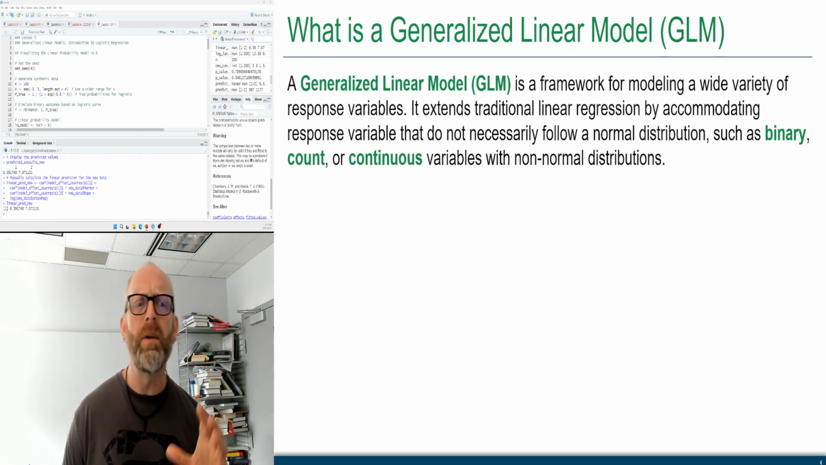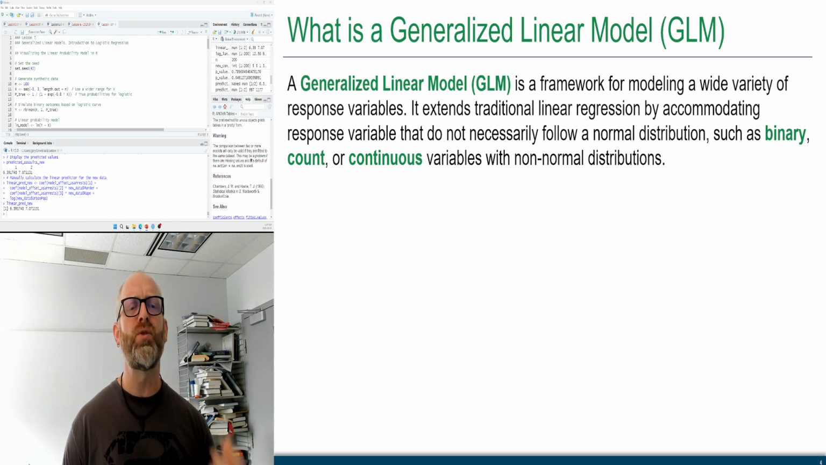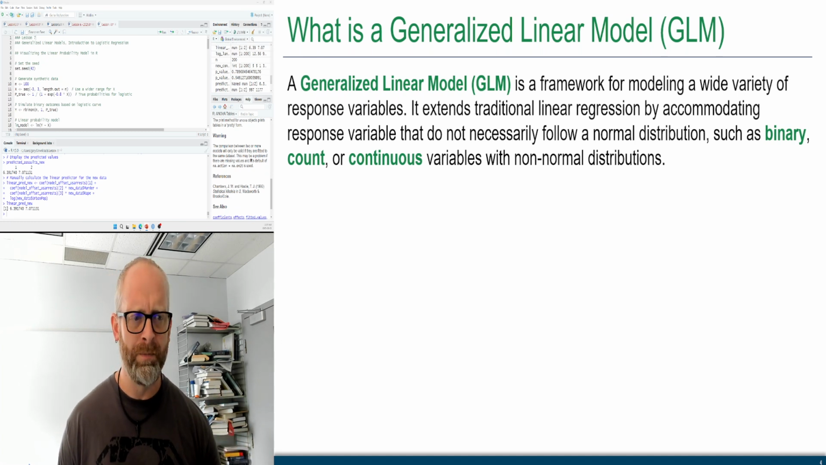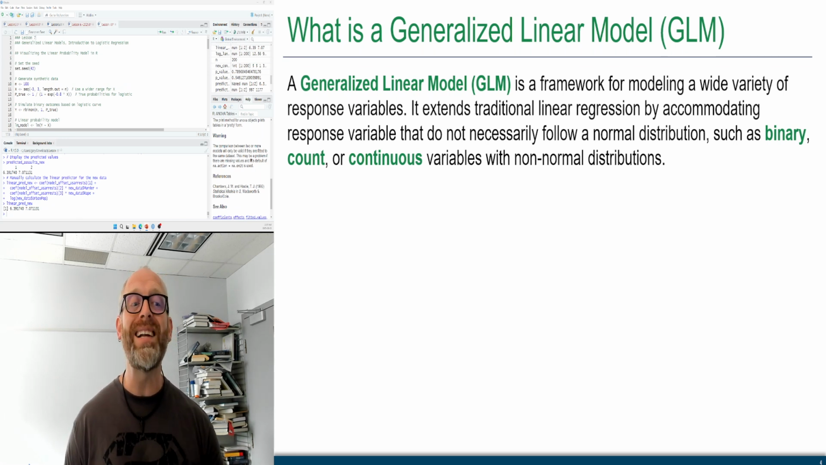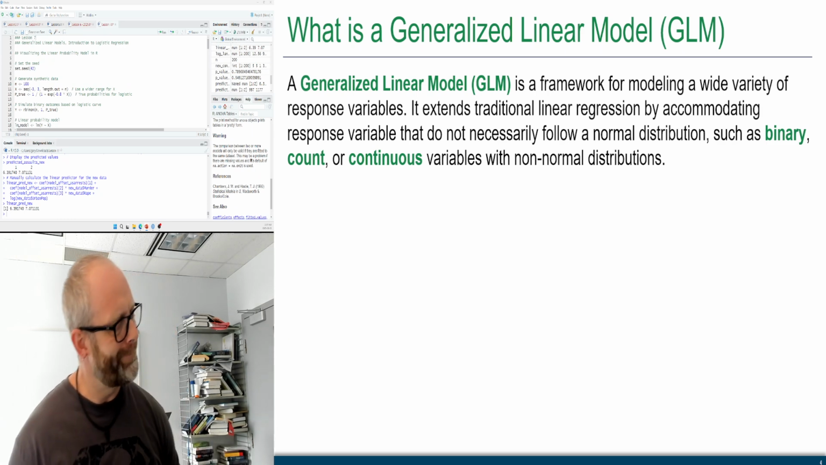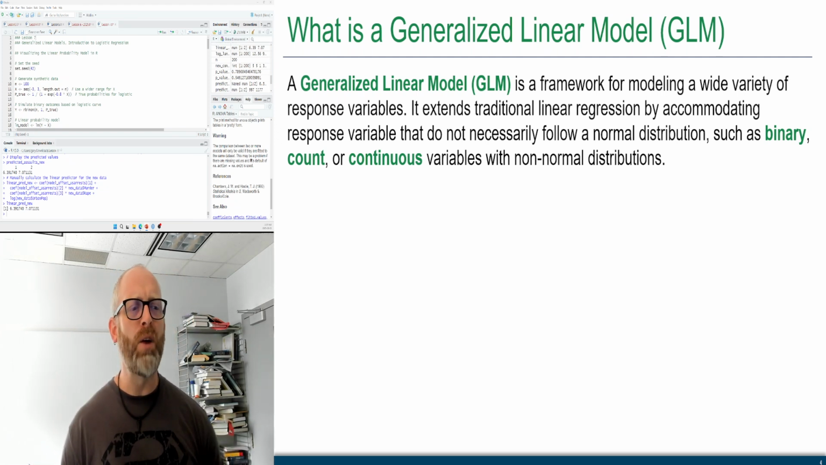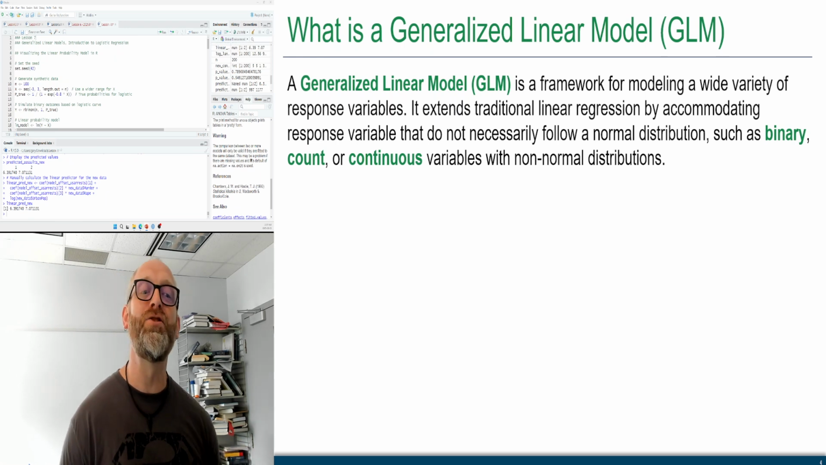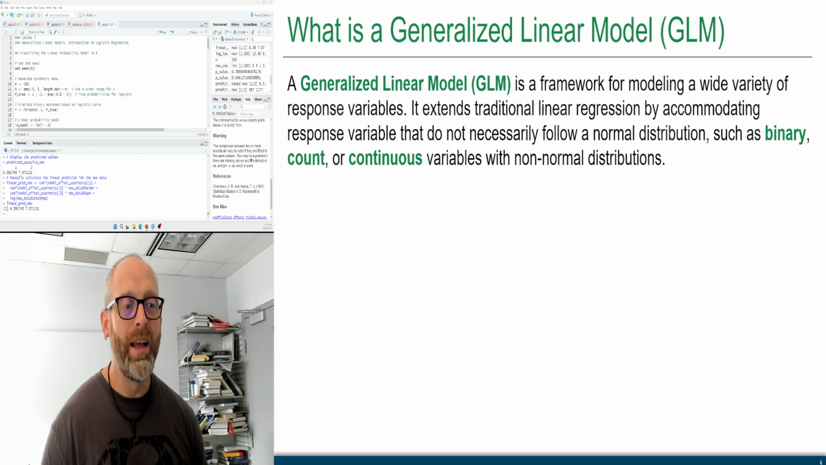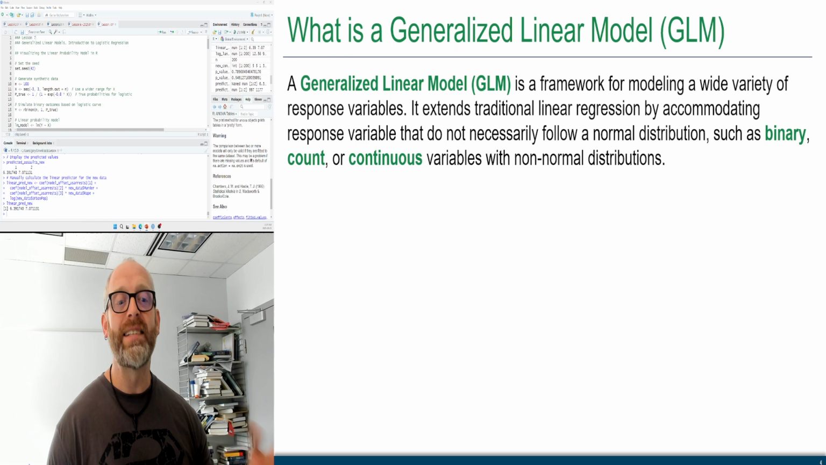All right, so let's formalize a couple of things here. What are generalized linear models, GLMs? We talked about this last time, but just as a quick refresher, there are three main components. GLMs are a framework for modeling a wide variety of response variables, as we've seen with count data. It extends traditional linear regression by accommodating response variables that do not necessarily follow a normal distribution, such as binary, count, or continuous variables. With continuous variables, we're talking about non-normally distributed ones, because traditional linear regression is specifically for things that are normally distributed.